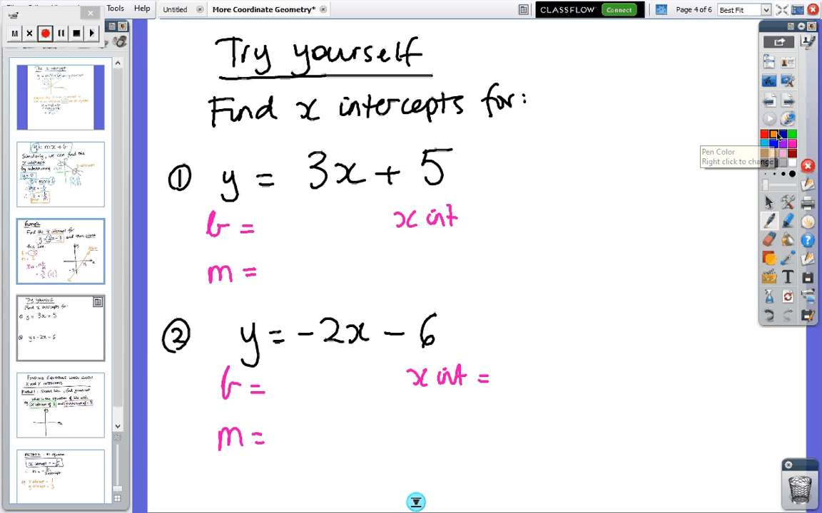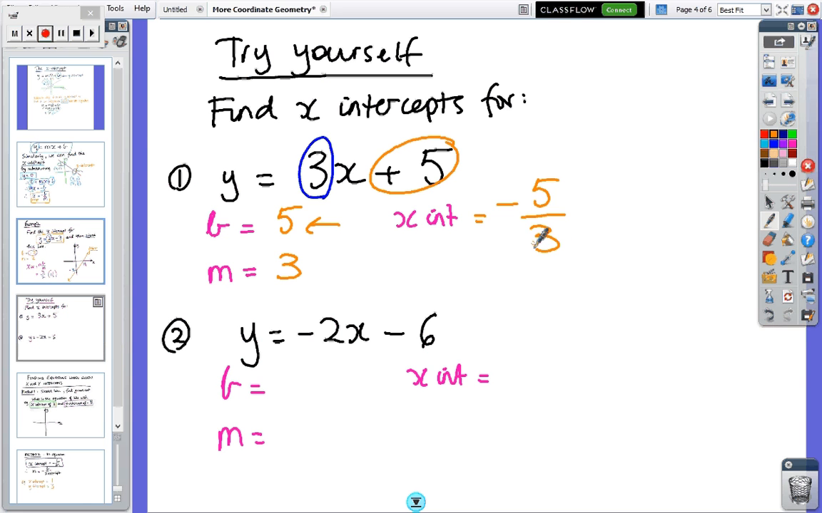Okay, so you have hopefully had some thinking. So b is 5 and m is 3. And the x-intercept is take the b value and change the sign, so you get minus 5, divided by m. So that's your x-intercept. Okay, next one.